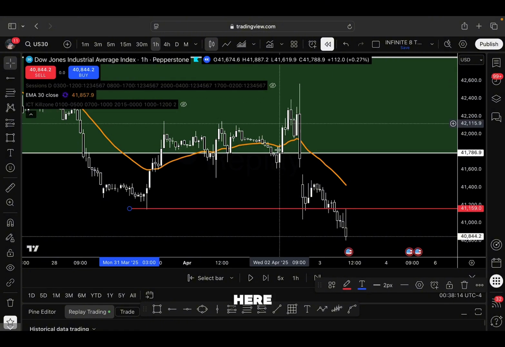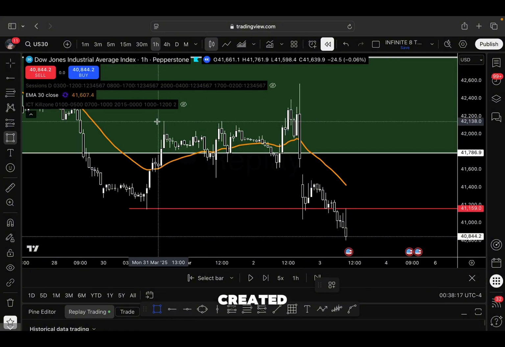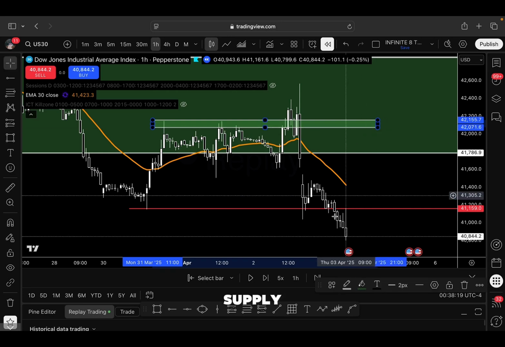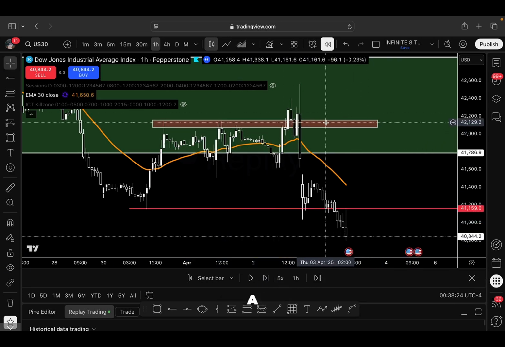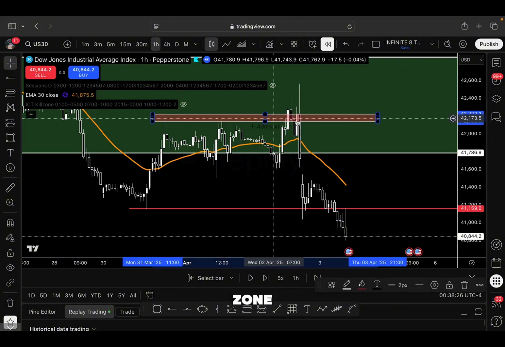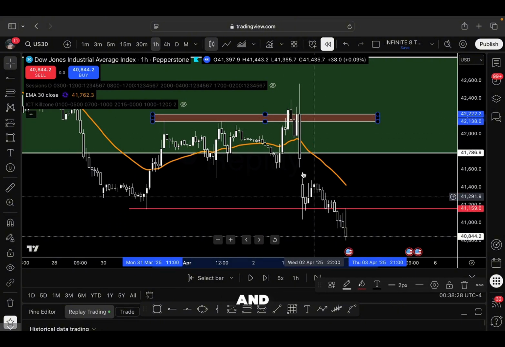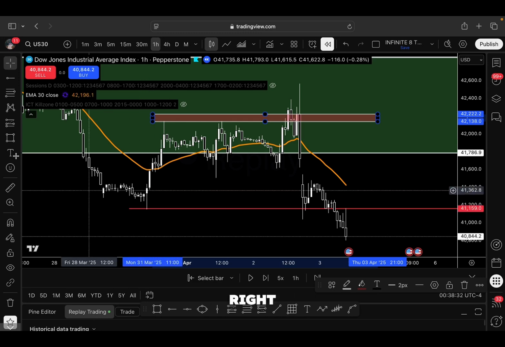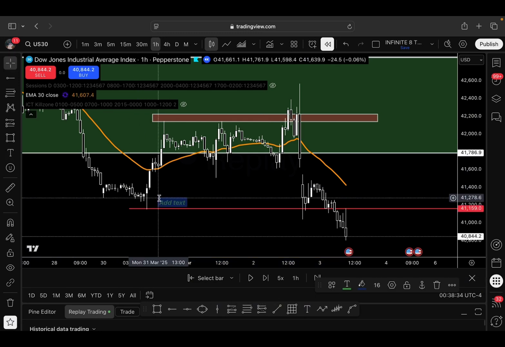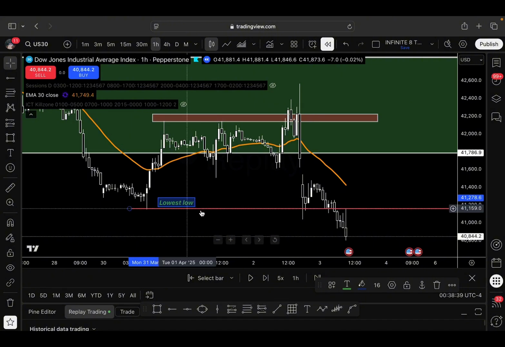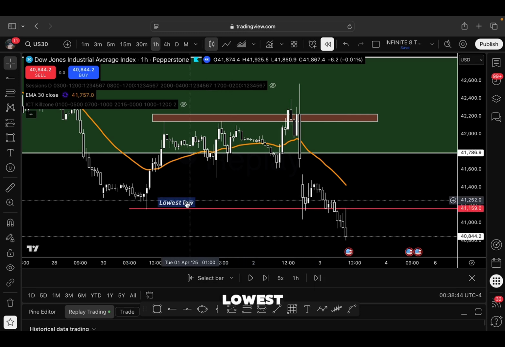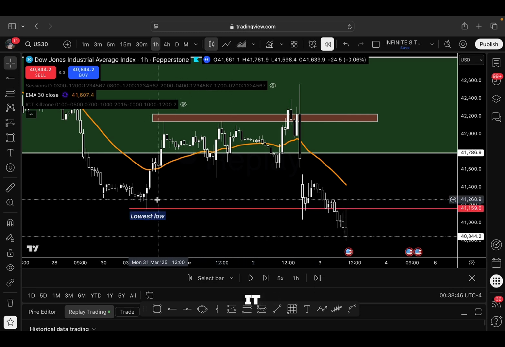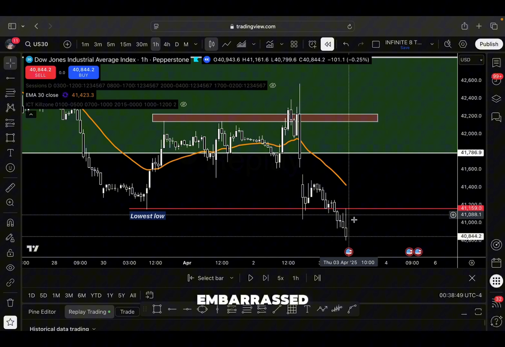Price was here. It created a demand. It created a supply right here. Supply zone is going to be red, so I'm going to make this box red. It created a supply zone right here, and then from this zone it sold off, and it broke structure of the previous low. So right here, this was the lowest low. That is the lowest low right here. Once it broke this area, it's now in bearish territory.